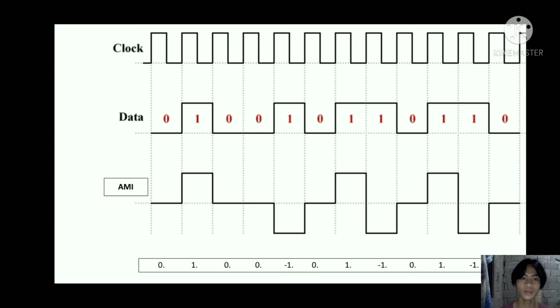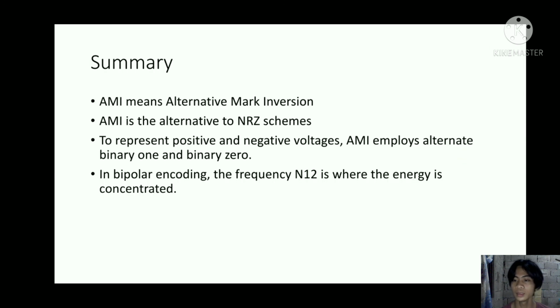Example of AMI. So the data is 0, 1, 0, 0, 1, 0, 1, 1, 0, 1, 1, 0. And the AMI of it is 0, 1, 0, 0, -1, 0, 1, -1, 0, 1, -1, 0.